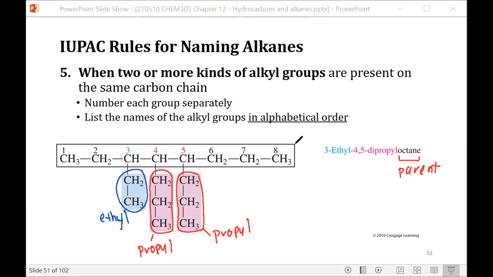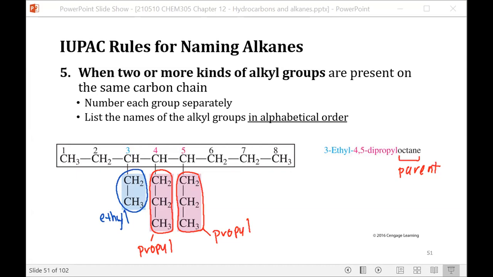Now I want to number my carbon chain so that my substituents are at the lowest numbers possible. In this case, numbering from left to right puts them at the lowest numbers possible. We get the ethyl at carbon number 3, and my propyls at carbons number 4 and 5. If we numbered it the other way, 1, 2, 3, 4, 5, 6, 7, 8, we'd have our substituent groups at carbons 4, 5, and 6 instead of at 3, 4, and 5. So you always want to number them to obtain the lowest possible numbers for the substituent group locations.